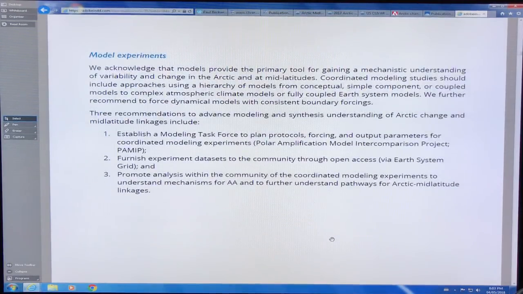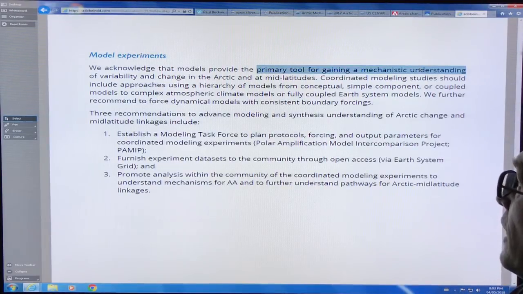Okay, and then modeling experiments. We acknowledge that models provide the primary tools for gaining a mechanistic understanding: how do things work? How do the gears fit together? What moves what? What leads, what lags? Mechanistic understanding of variability and change in the Arctic and at mid-latitudes.